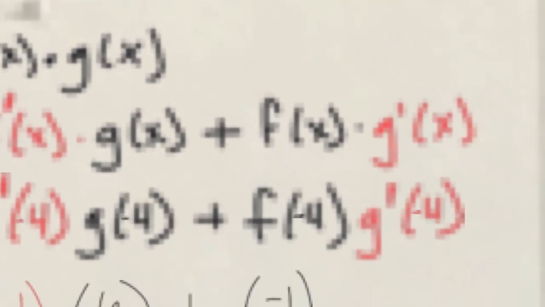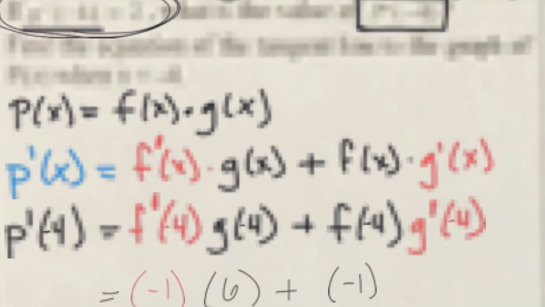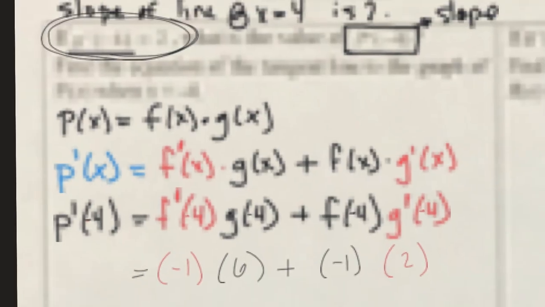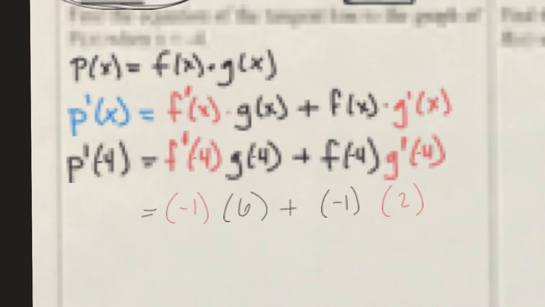And then what is the slope of G at -4? This one we actually come back to our original problem. It says the slope of G at -4 is +2. So this one we don't get from our graph. We're given that information in the problem. So this is P prime of 4, the slope of our line at -4. Negative 6 minus 2 is negative 8.